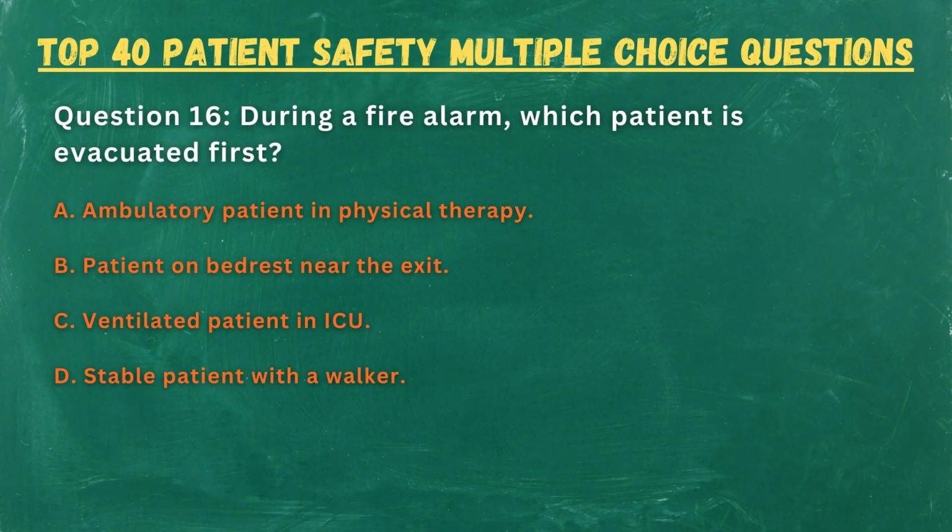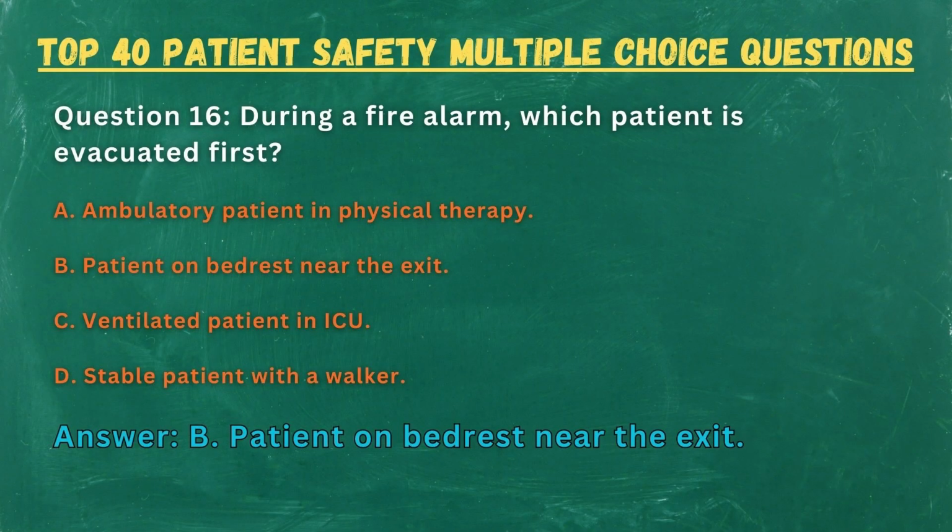Question 16. During a fire alarm, which patient is evacuated first? A. Ambulatory patient in physical therapy. B. Patient on bed rest near the exit. C. Ventilated patient in ICU. D. Stable patient with a walker. Answer: B. Patient on bed rest near the exit.